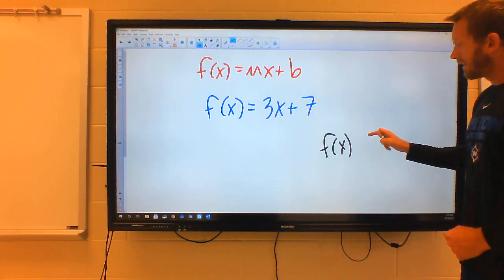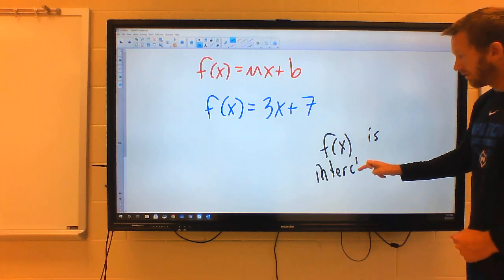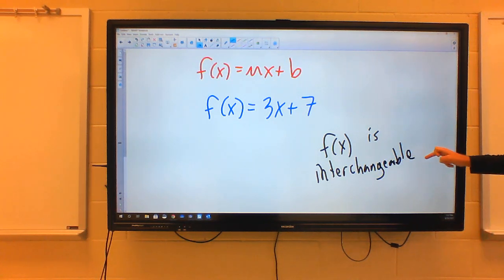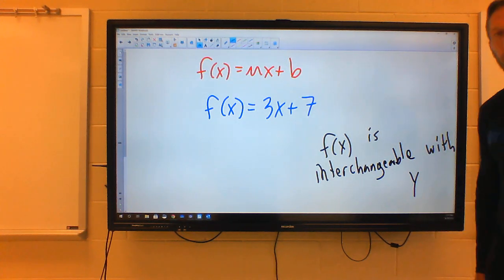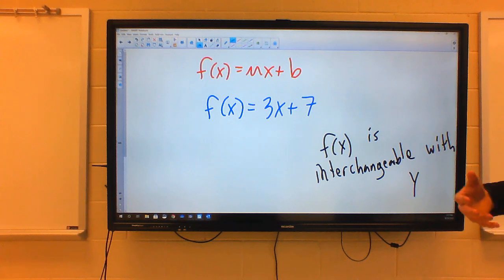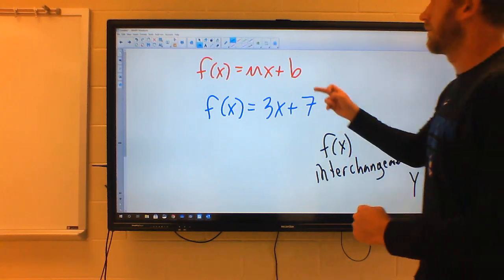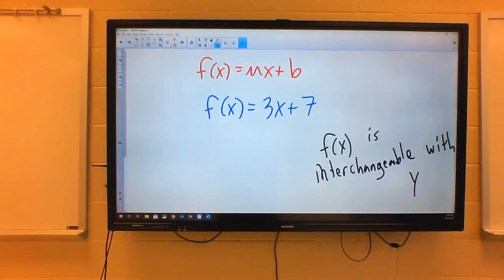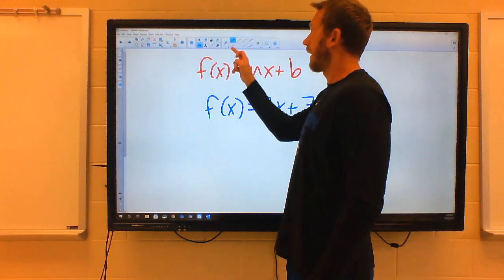F of x is interchangeable with y. I don't actually know if I'm spelling this correctly. It means the same thing as y. It is the function notation way of writing the output variable. Literally, f of x is interchangeable with y. They mean the same thing. They represent the same thing.